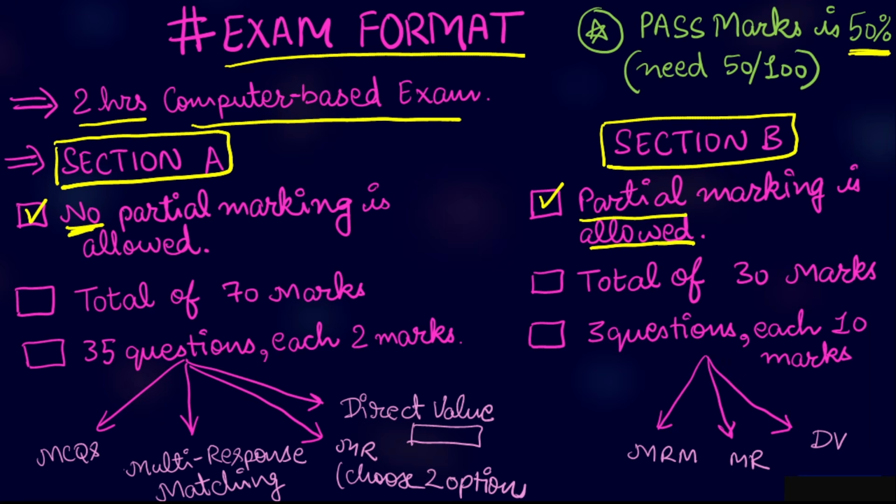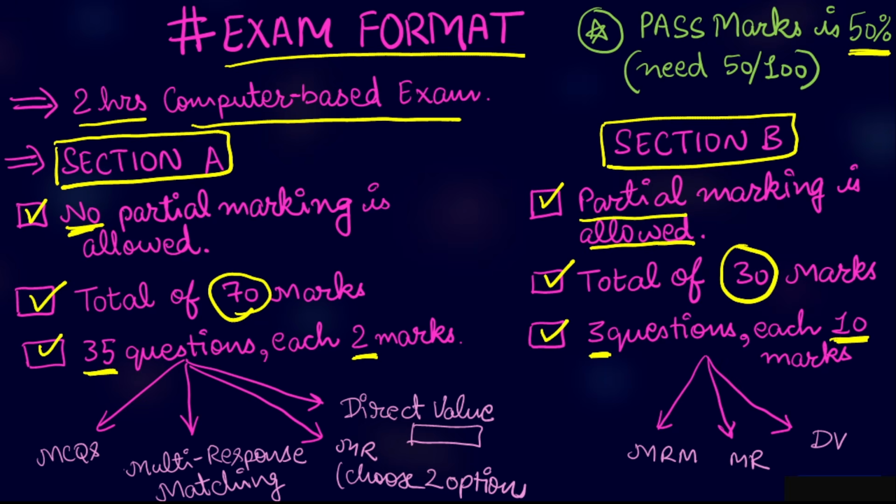I will explain partial marking in a moment. Section A carries total of 70 marks, whereas Section B carries total of 30 marks. In Section A, there will be 35 questions, each of 2 marks, and in Section B, it will carry 3 questions, each carrying 10 marks.